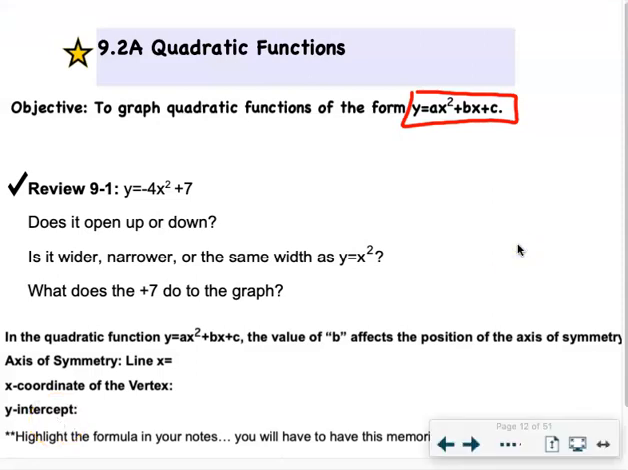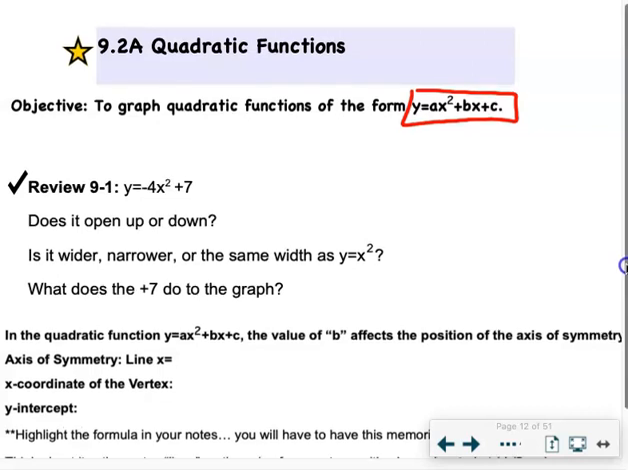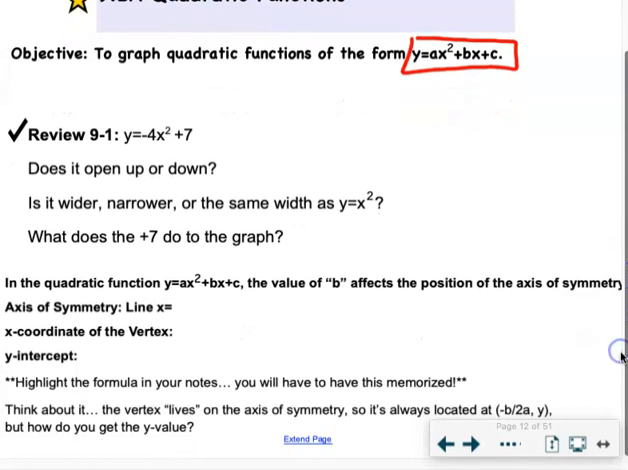Welcome to the notes for Expo 9.2a. Our objective is to graph quadratic functions of the form y equals ax squared plus bx plus c. The difference between yesterday's graphing and today's is that now there will be trinomials that we're graphing instead of binomials. So we'll talk about how that makes some changes for some of the steps that we need to take.